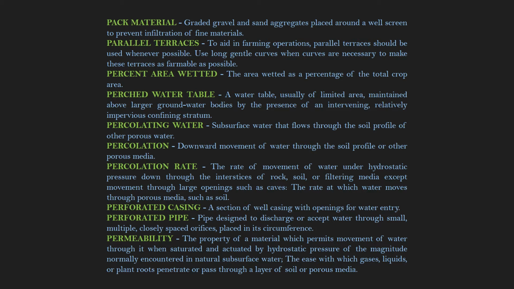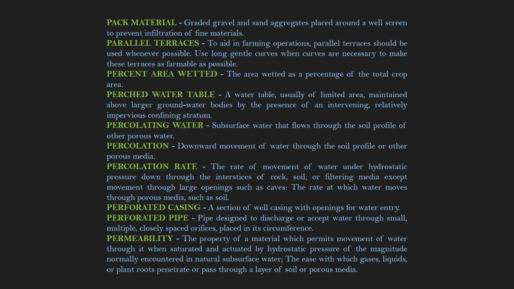Parallel terraces. To aid in farming operations, parallel terraces should be used whenever possible. Use long gentle curves when curves are necessary to make these terraces as farmable as possible. Percent area wetted. The area wetted as a percentage of the total crop area. Perched water table. A water table, usually of limited area, maintained above larger groundwater bodies by the presence of an intervening, relatively impervious confining stratum.